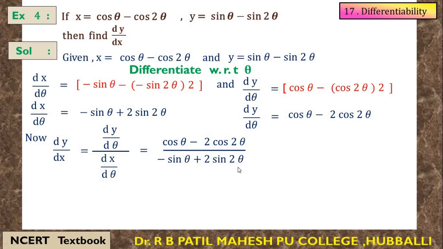Here sin 2 theta you can write as 2 sin theta into cos theta, but we cannot get any simplification. So therefore you can keep this answer as it is. Further simplification is not required. You will not get any simplification here. So therefore this is the final answer.